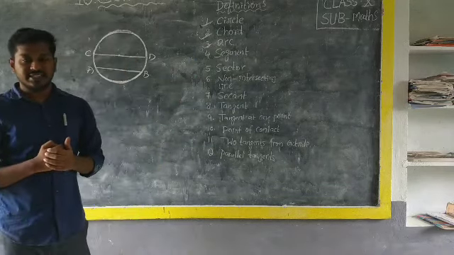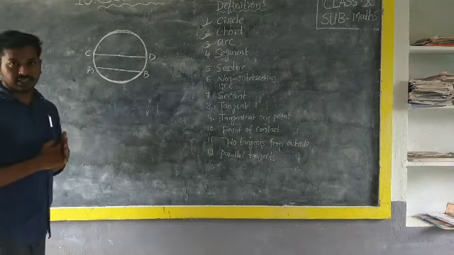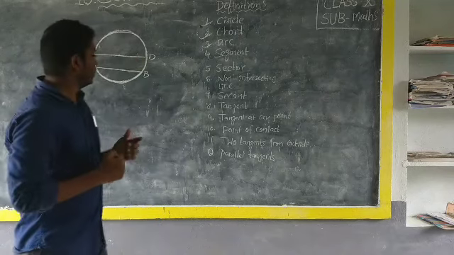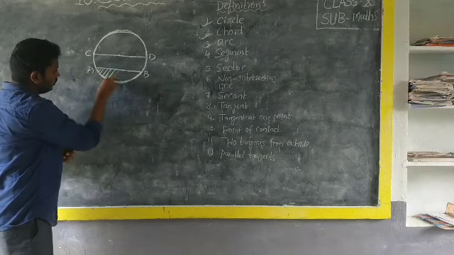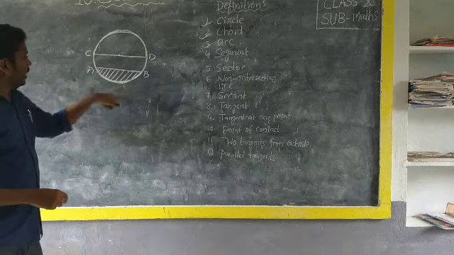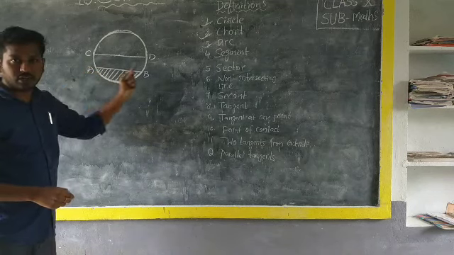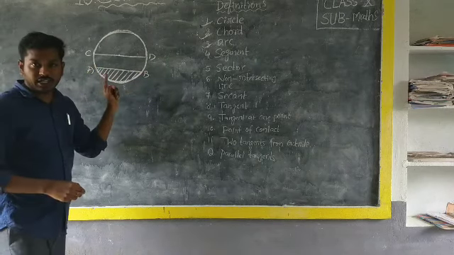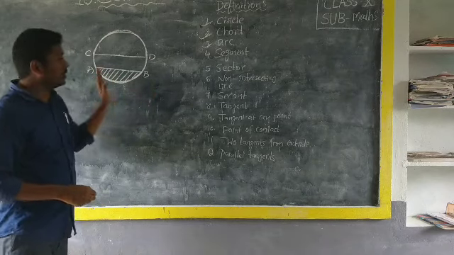What is meant by a segment? In a circle, the joining of one chord and an arc. If you observe here, AB, this part consists of one chord. AB is a chord and AB is an arc. So the joining of one chord and one arc is called a segment.